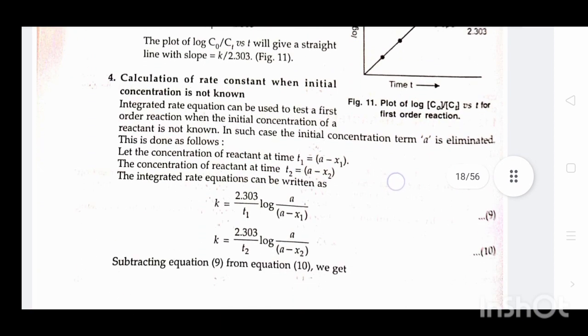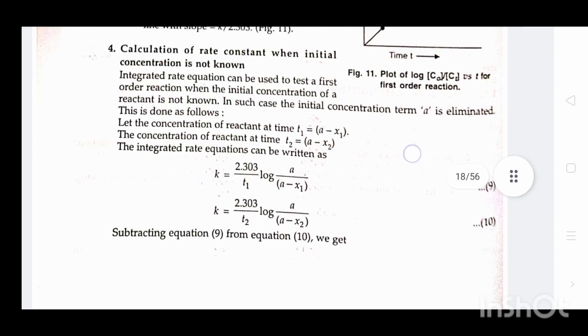Calculation of rate constant when initial concentration is not known. The integrated rate equation can be used to test a first order reaction when the initial concentration of a reactant is not known. In such a case, the initial concentration term a is eliminated. This is done as follows.